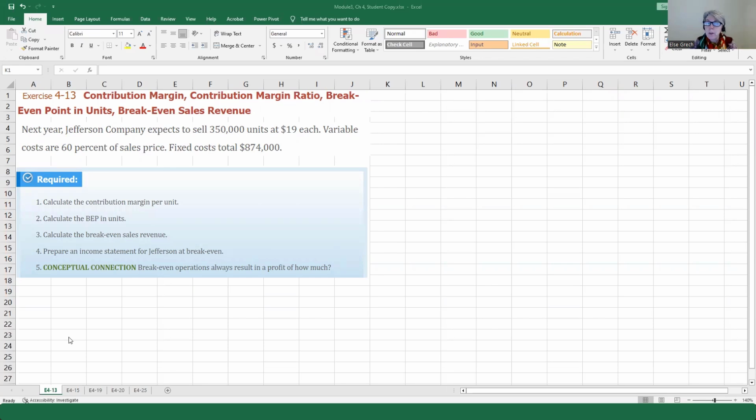So I'm going to get started. Chapter 4 is all about using the cost function, changing it into a profit function or operating income function, and then using it to make predictions about the future and how we develop those functions or equations so that we can use it to predict the future. So I'm going to jump right in.